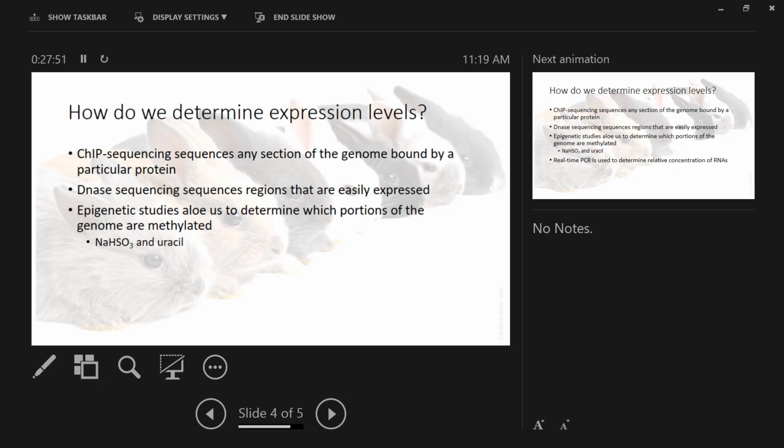So with epigenetic studies, if you're wanting to look whether or not a section is methylated and therefore shut off, what you do is you use sodium bisulfite, which will go in, and anywhere where you have an unmethylated cytosine, it'll convert it into a uracil. So when you sequence it, if you find a uracil, you know that was originally a cytosine and that it was not methylated. But if you sequence it and it still says cytosine, you know that cytosine is methylated because it wasn't converted into uracil. So it tells you where your DNA methylation is.